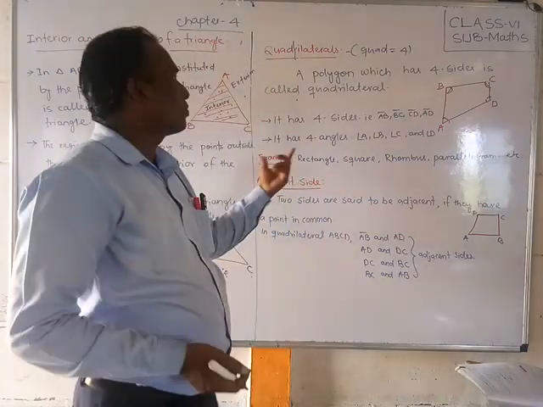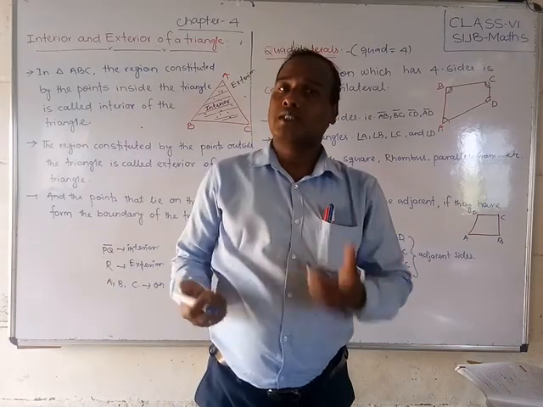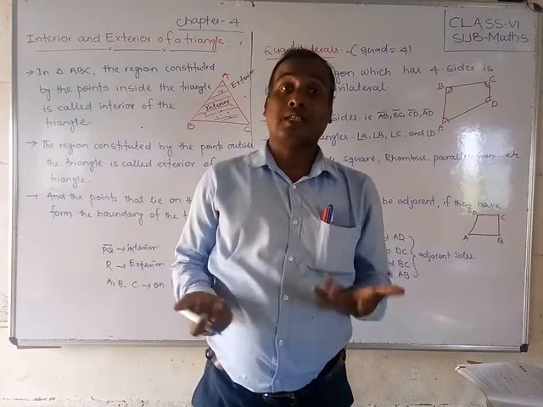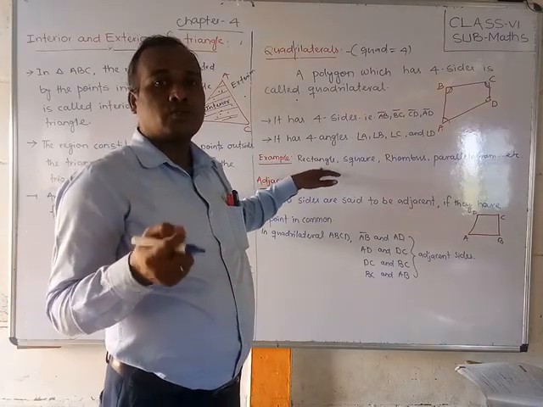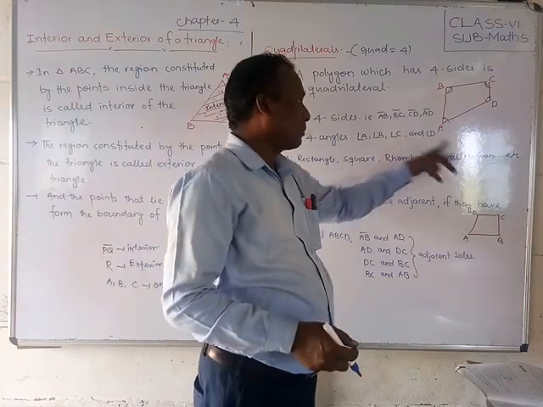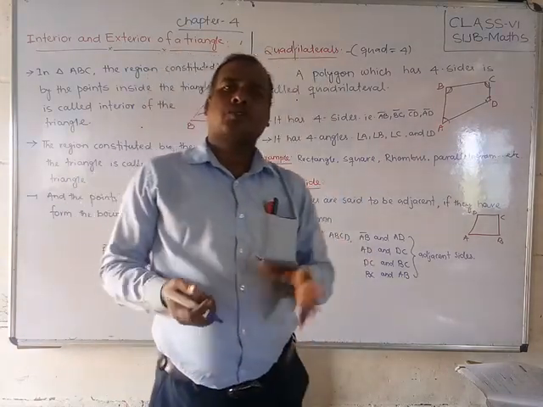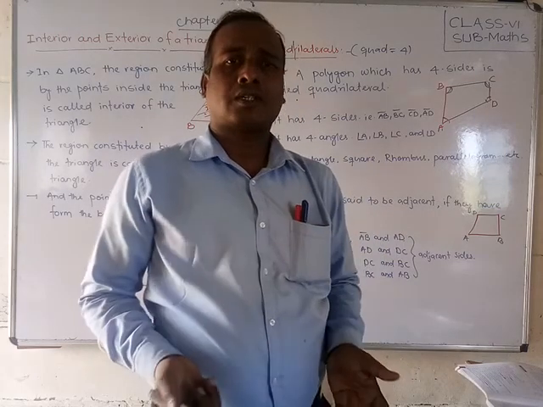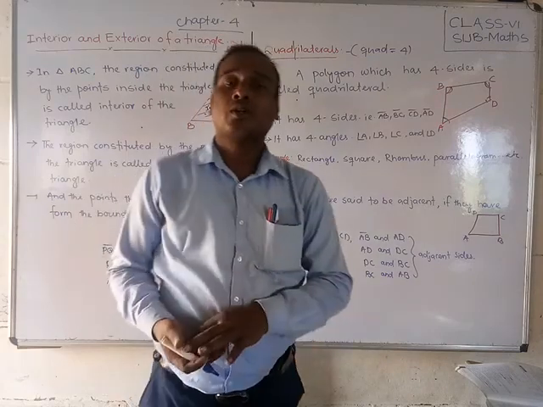What are the examples of quadrilaterals? We have studied it: if your polygon has four sides, it is called a quadrilateral. We can see the rectangle. Did you hear this word? Rectangle is also a quadrilateral. Square, rhombus, parallelogram, trapezium, the kite. So different types of quadrilaterals are there. You will study them in higher classes or in the future. So these are the examples of quadrilaterals.